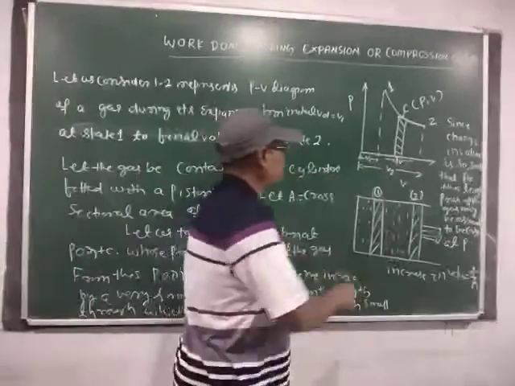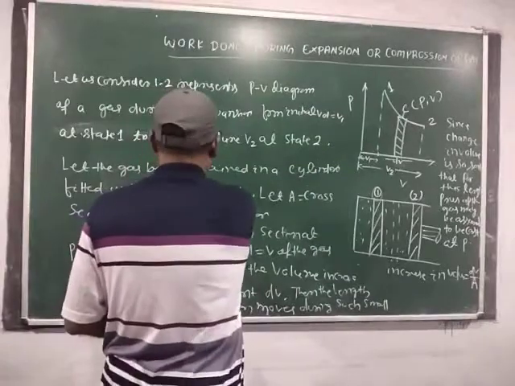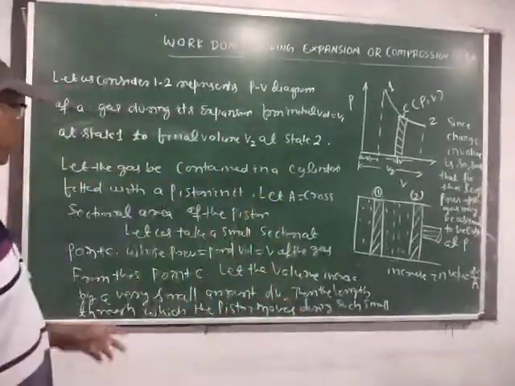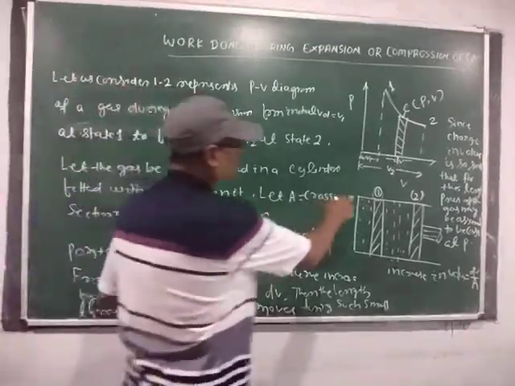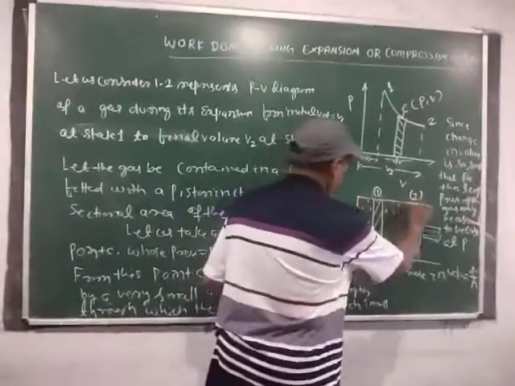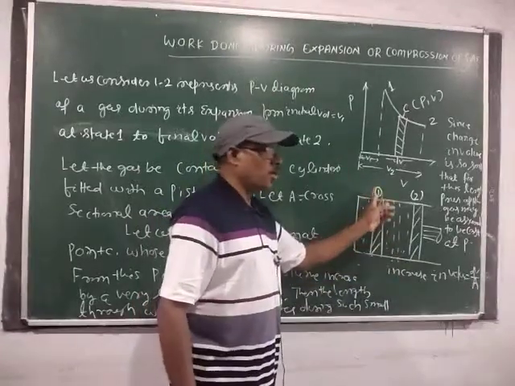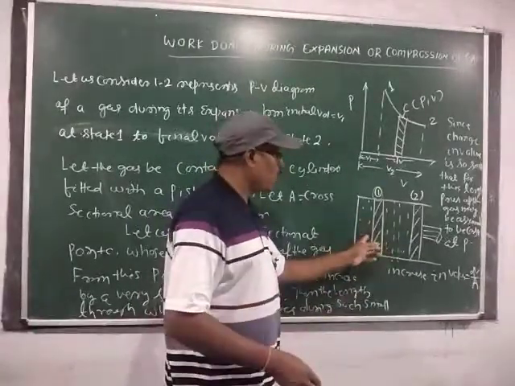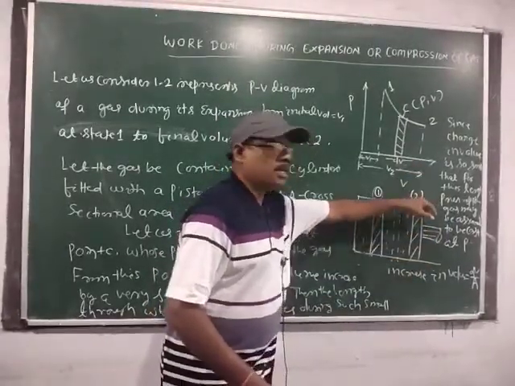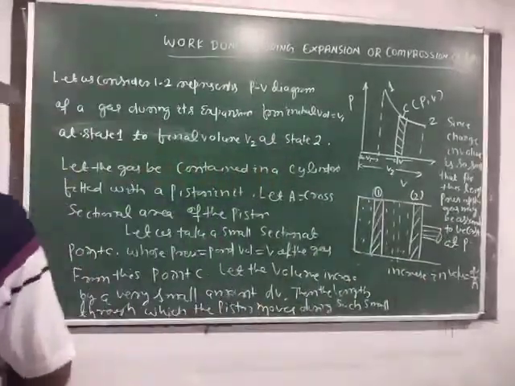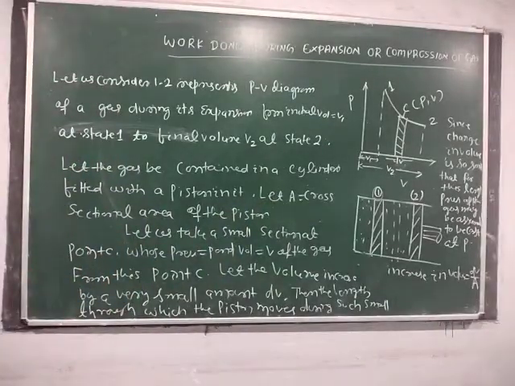In this figure, this is the piston cylinder arrangement. Let the gas be contained in a cylinder fitted with a piston in it. This is the cylinder and this is the piston. This is the initial position at state 1. After expansion, it will move towards the right. That is the final volume V2, that is the state 2.